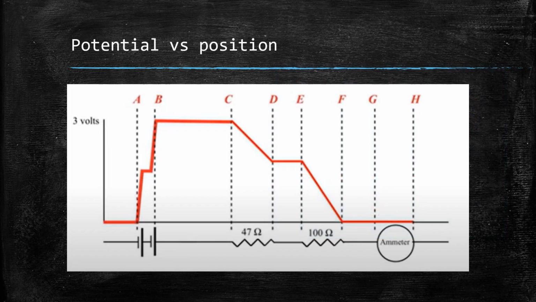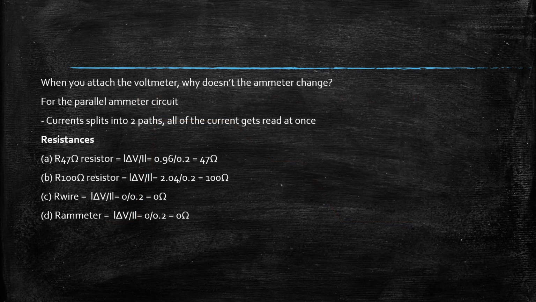Here we have a graph of potential versus position, and we can see how batteries raise the potential, and wires and ammeters have no effect on the potential, and also the resistors, as we would expect, lower the potential. Of the questions, when you attach the voltmeter to the ammeter, the reading doesn't change because, as we said before, there is a very high resistance for a very small amount of current that's left.